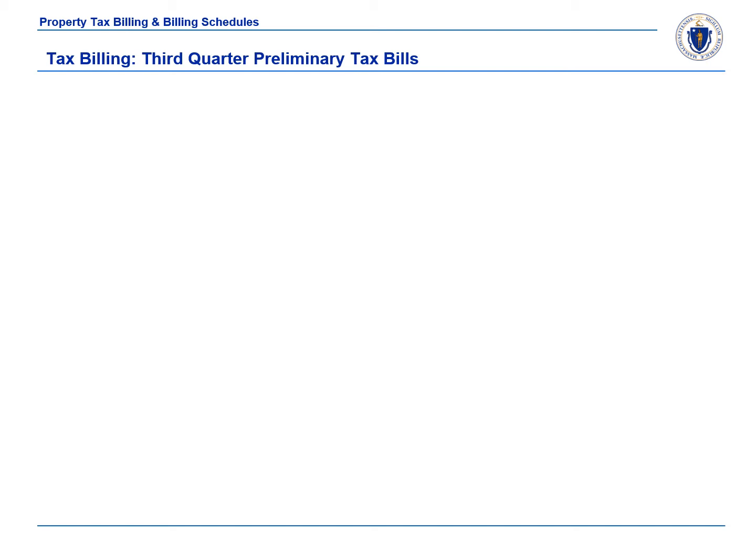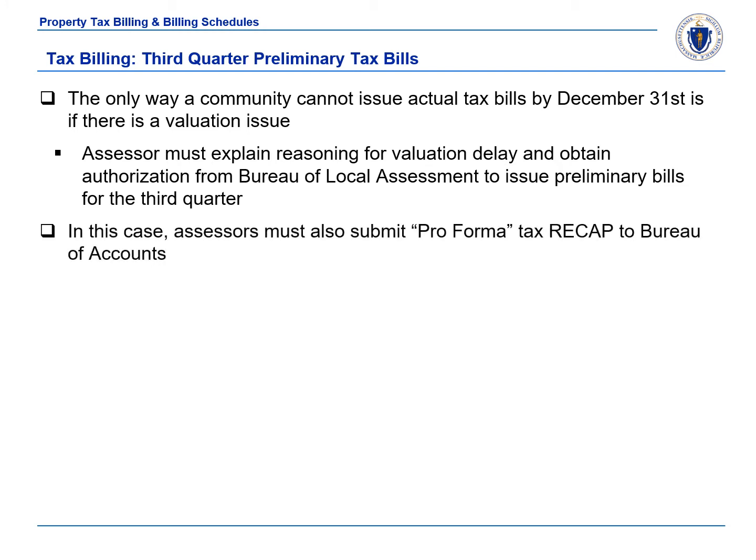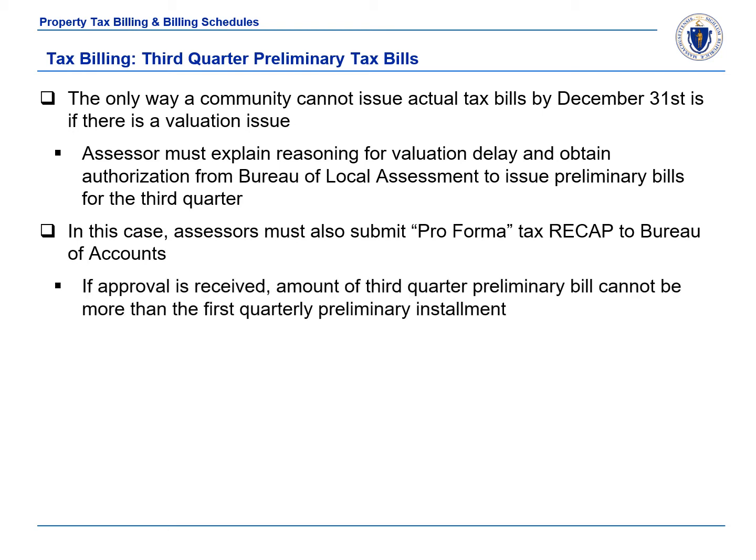In the case where a community has valuation delays and cannot issue actual tax bills by December 31st, assessors must obtain authorization by DLS's Bureau of Local Assessment to issue third quarter preliminary tax bills. Local officials must explain the reasons for the valuation-related delay. In addition to the Bureau of Local Assessment authorization, assessors would complete a pro forma tax rate recap and submit it to the DLS Bureau of Accounts. The Bureau of Accounts will then notify the community when they are authorized to issue third quarter preliminary tax bills. The amount cannot be more than the amount of the first quarterly preliminary tax installment.